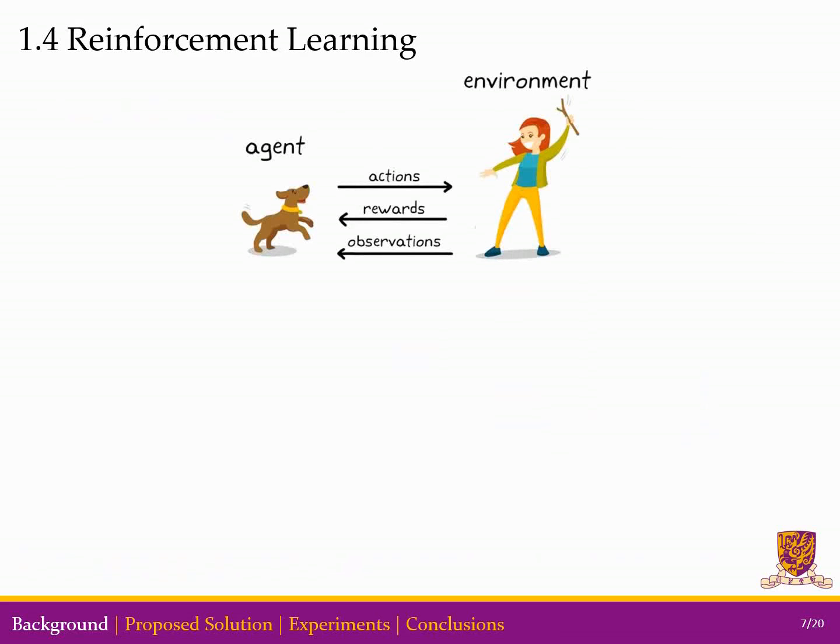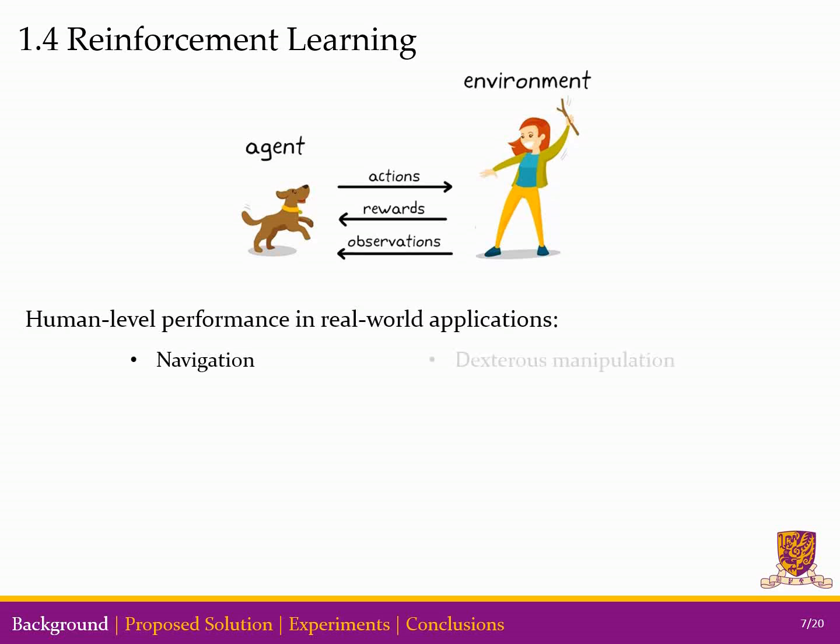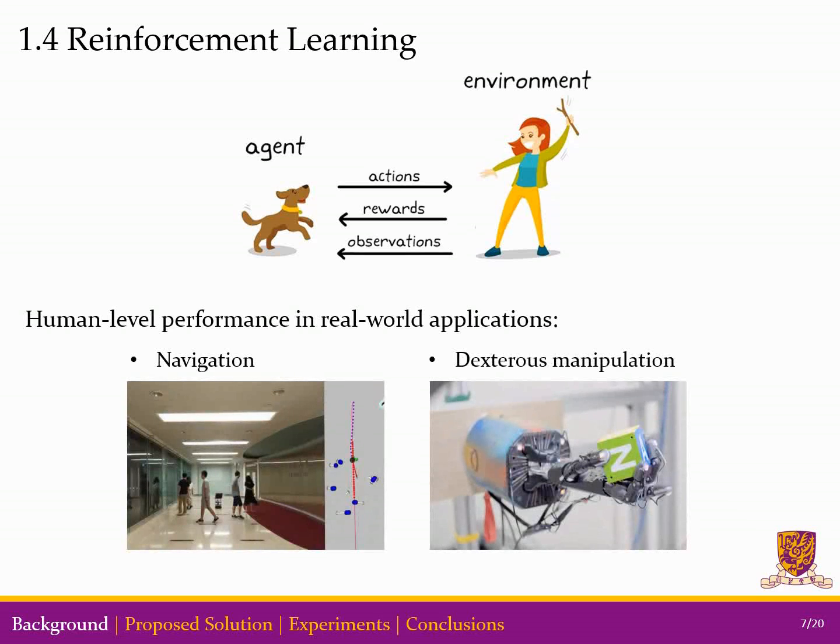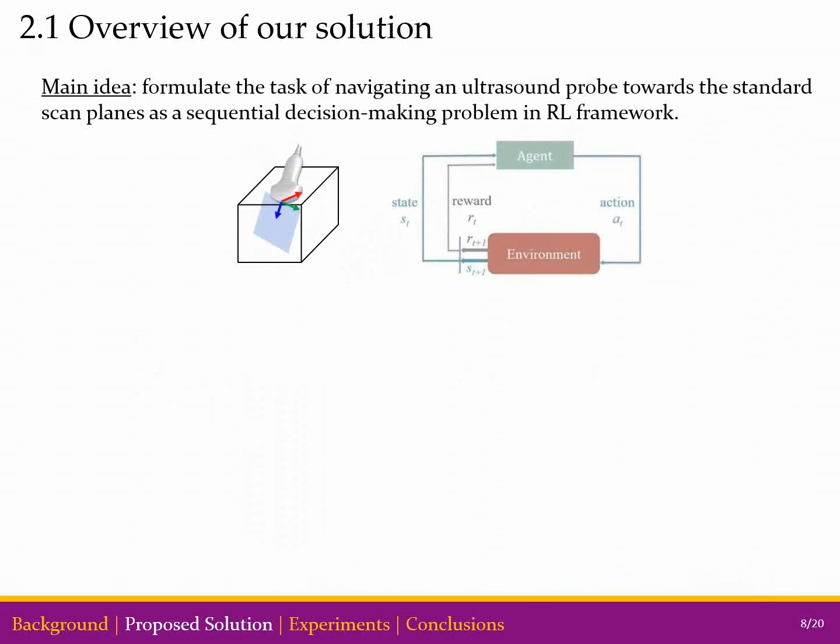In recent years, reinforcement learning has achieved human-level performance in solving sequential decision-making problems, where the agent learns by interacting with the environment through observations, actions, and rewards. It has been successfully applied in many real-life applications, such as mobile robot navigation and dexterous manipulation. The main idea of our proposed solution is to formulate a task of navigating the probe towards standard scan planes as a sequential decision-making problem in the reinforcement learning framework.